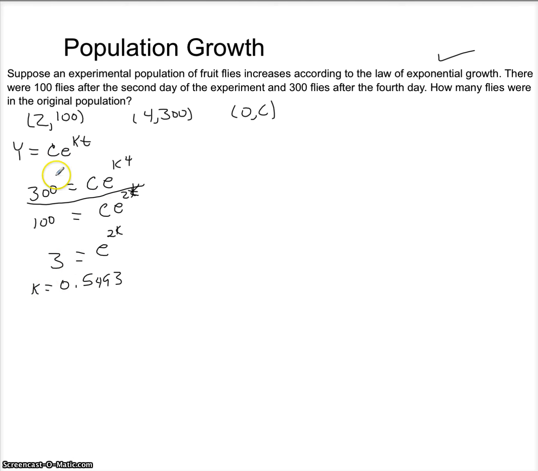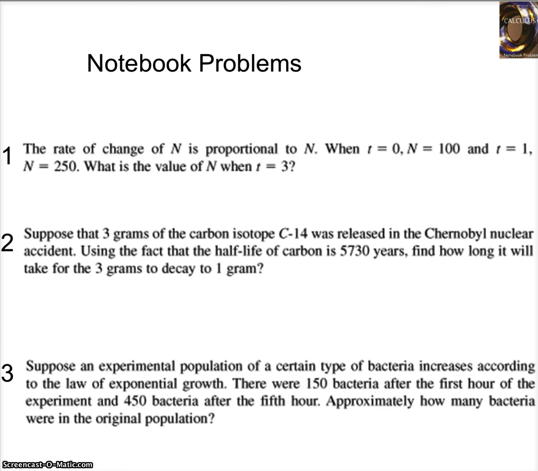Now, in order to find c, I can pick either point. It doesn't matter. Let's look at the point (2, 100). So at (2, 100), I've got 100 is equal to c e to the 0.5493 times 2. Solving this, I get c is about 33. They're whole flies, so don't give me any half flies. So my initial population is 33. Okay, you give this a go. Stop the video when you're done. Good luck.